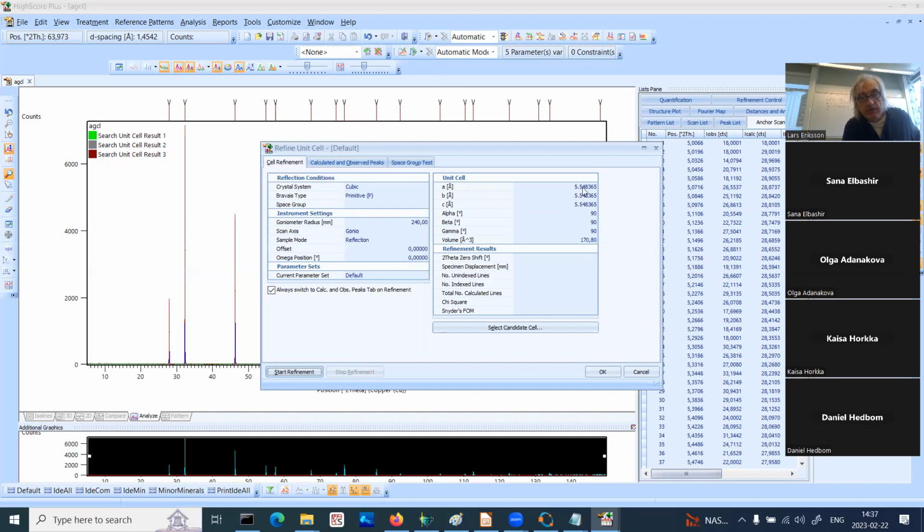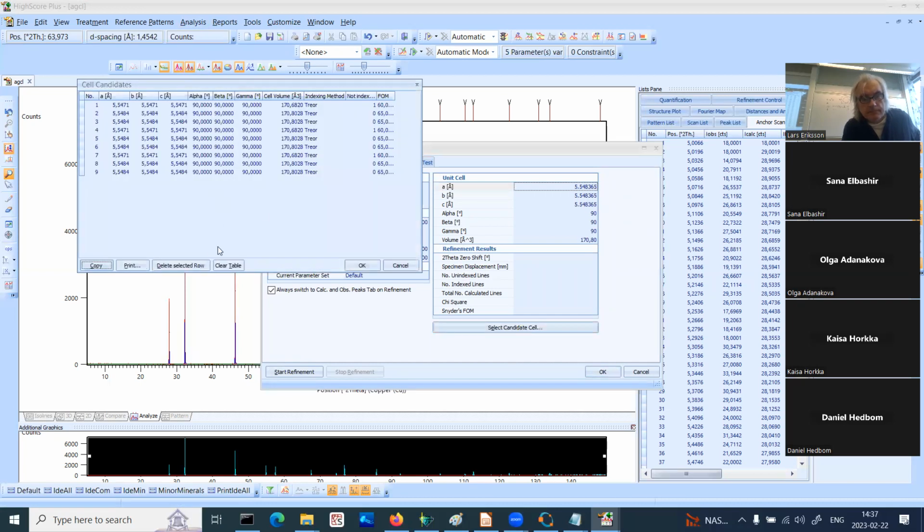Perhaps one could actually enter a new value here. Copy. No, that was not possible. Select candidate. Copy, clear table. It's not so easy to do detailed changes in the parameters.